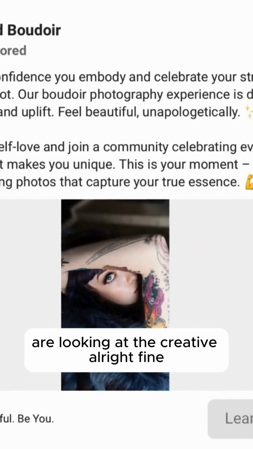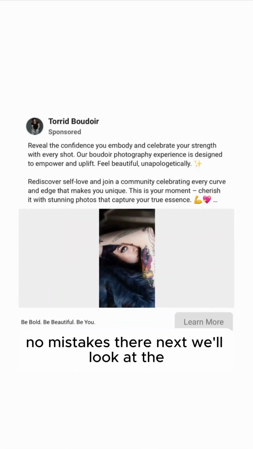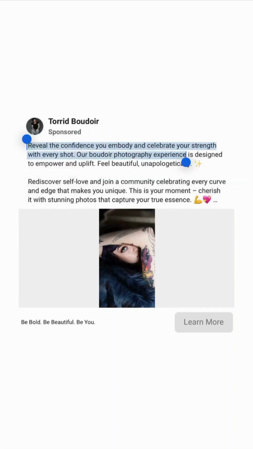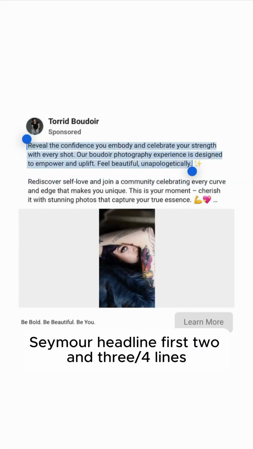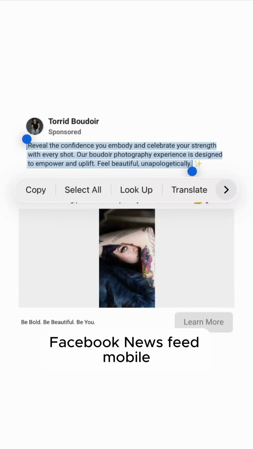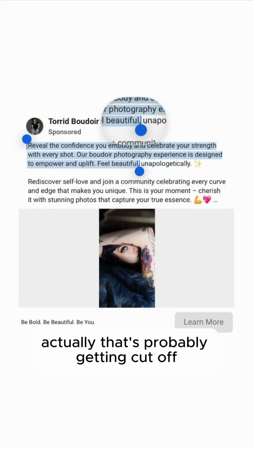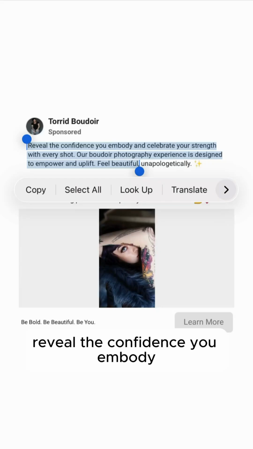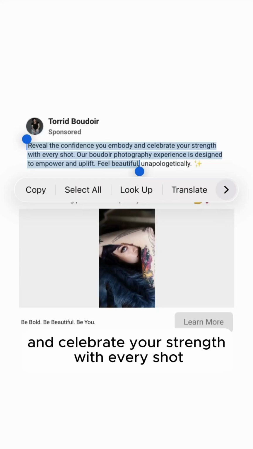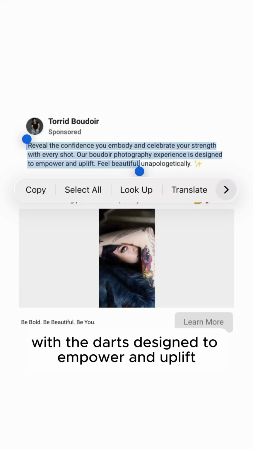All right, looking at the creative. All right, fine, no mistakes there. Next, we'll look at the see more headline, first 2 3/4 lines, Facebook newsfeed mobile. Actually, that's probably getting cut off. Reveal the confidence you embody and celebrate your strength with every shot, or with both targets designed to empower and uplift.